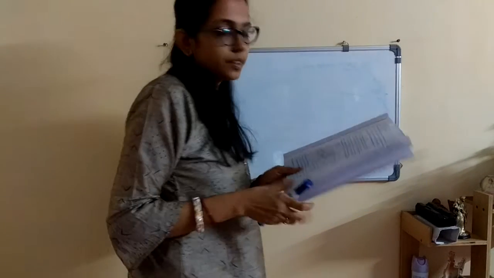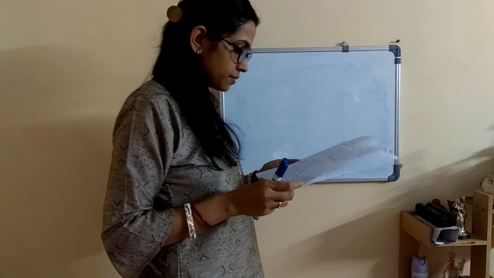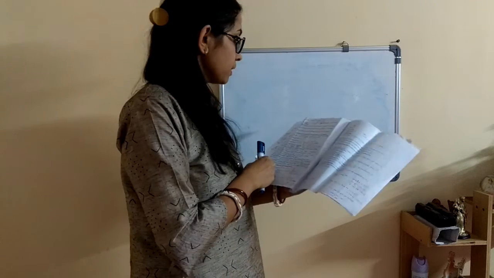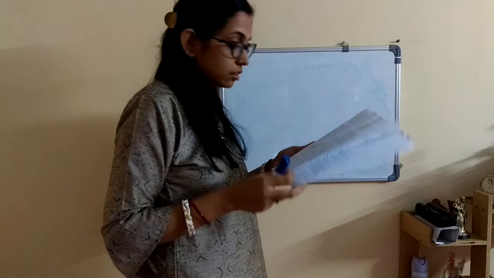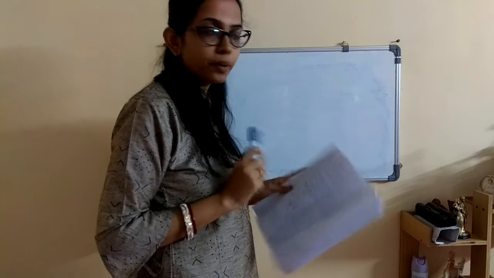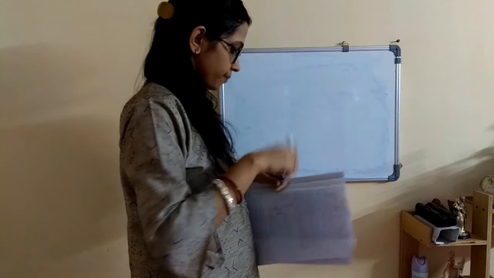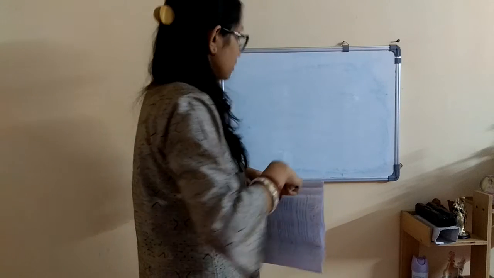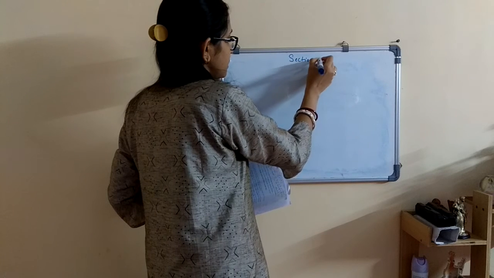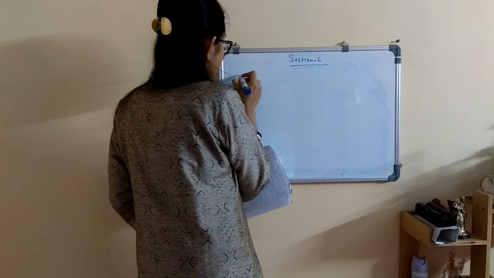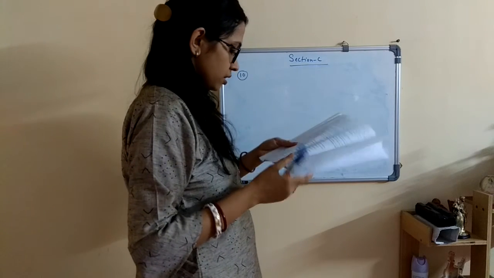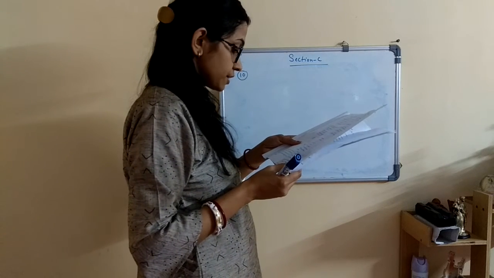Hi and hello everyone. In this video, I'm going to solve section C, and the questions are question number 10, 11 and 12 from section C. These are the questions from section C which carries 3 marks each. So let's start from question number 10. What is given? It is the question from the chapter sets.